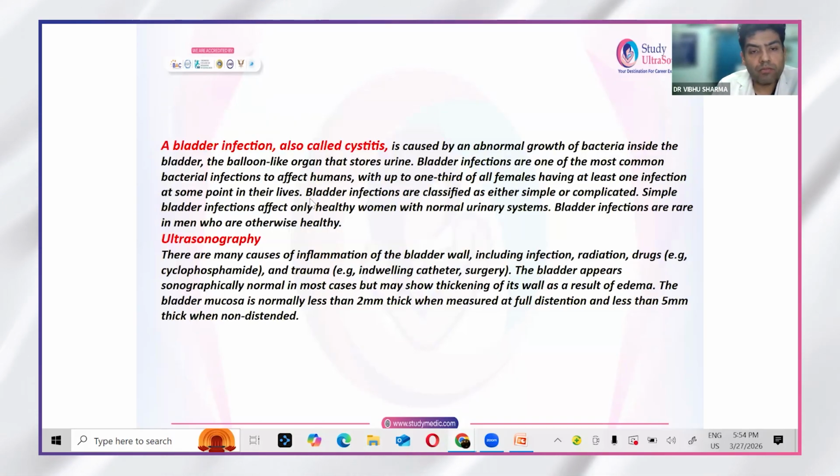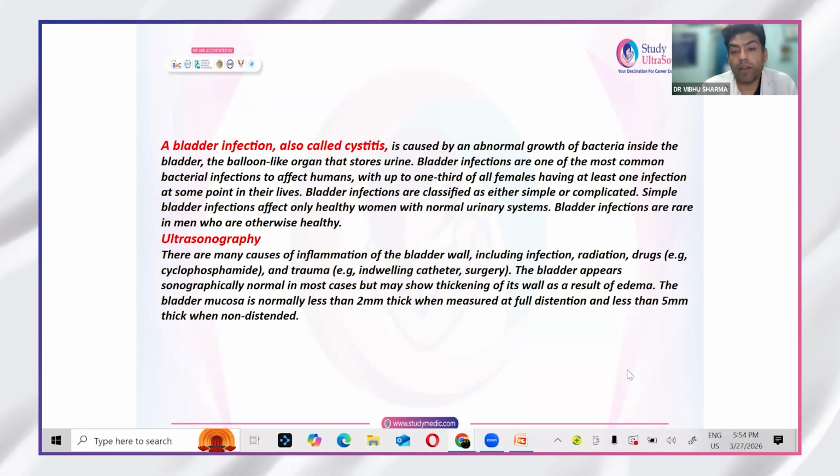Okay, cystitis is another condition when there is bacterial overgrowth within the bladder lumen, and it causes bladder wall thickening. Bladder infections are one of the most common bacterial infections to affect humans, with up to one third of all females having at least one infection at some point in their lives, and they suffer from these UTIs or cystitis.